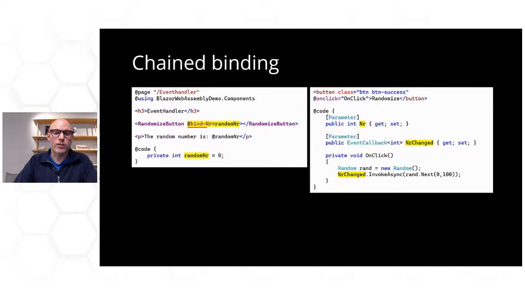For the child component, we specify a parameter with a property called Number, and we have a parameter called NumberChanged. So it's important to keep this naming: Number and then NumberChanged, the event we want to expose. Same thing here, an EventCallback. And then, just like before, we invoke async to trigger the event.